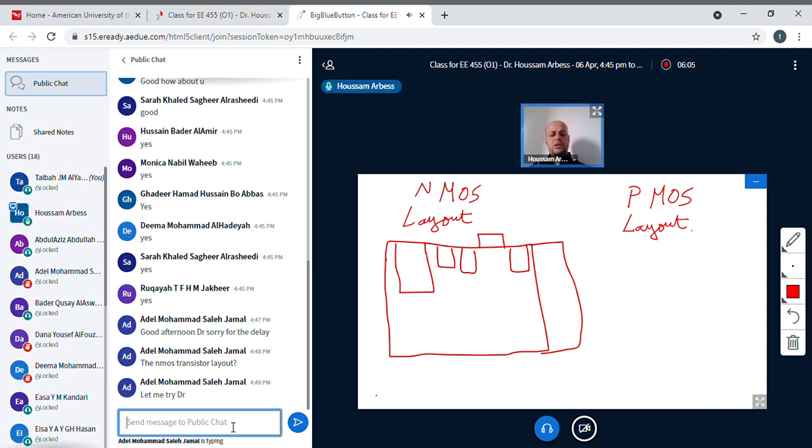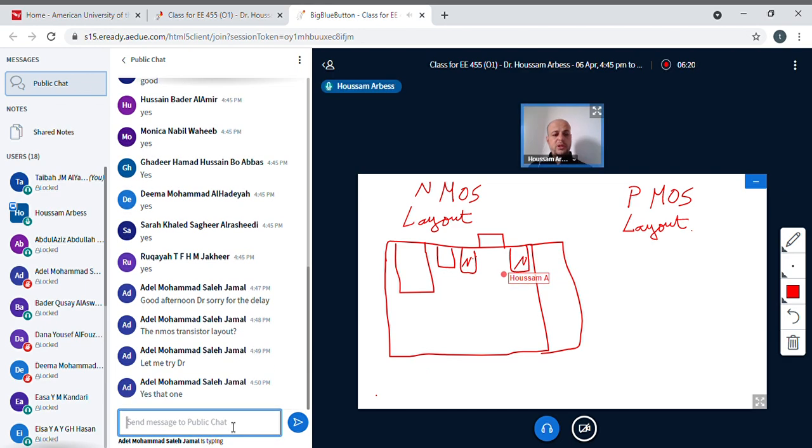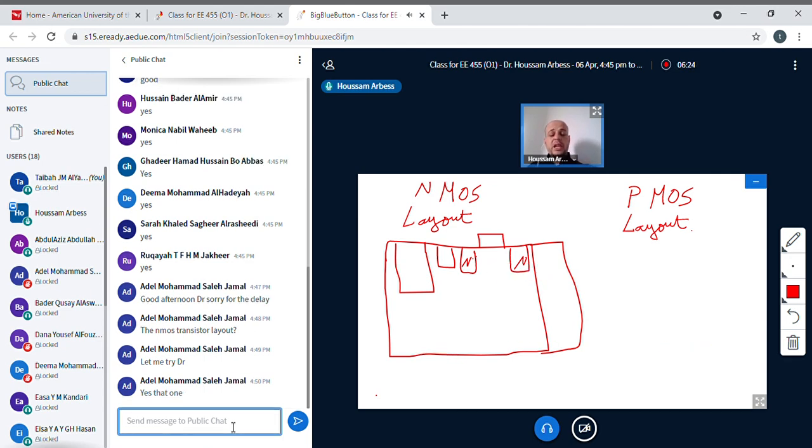Adil, I think what you are sketching here is the cross-section view. If you mean here you have N plus and here you have N plus, this is what you have? Yeah, no, this is the cross-section view. This is not the layout. The layout is what you can see from the top. If you are checking your circuit from the top, what you see is the layout of the integrated circuit or of the device.